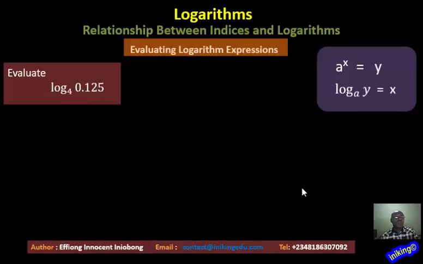The third one, or second to the last question, we have to evaluate the logarithm of 0.125 to base 4. Again, once you have a decimal, you must find a way to convert it to a fraction.